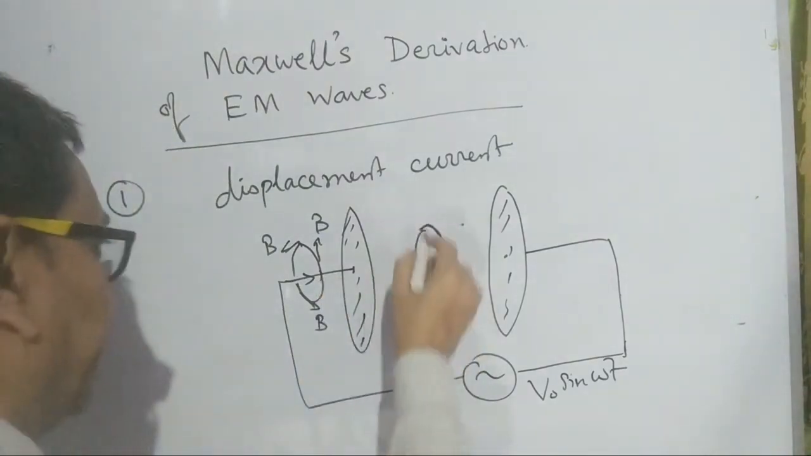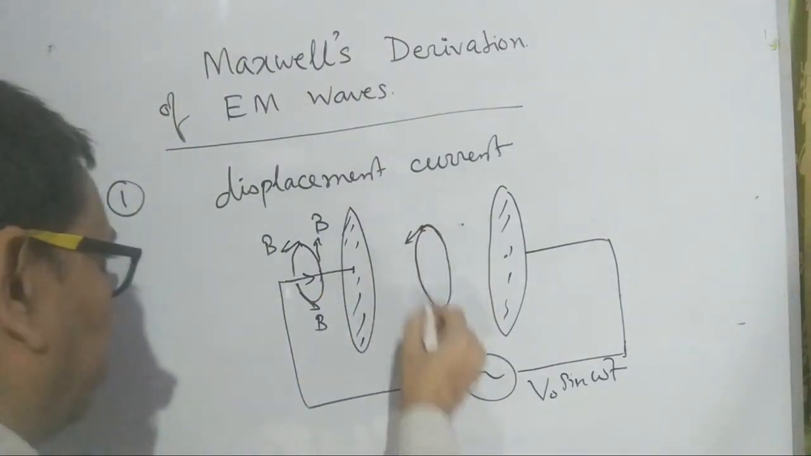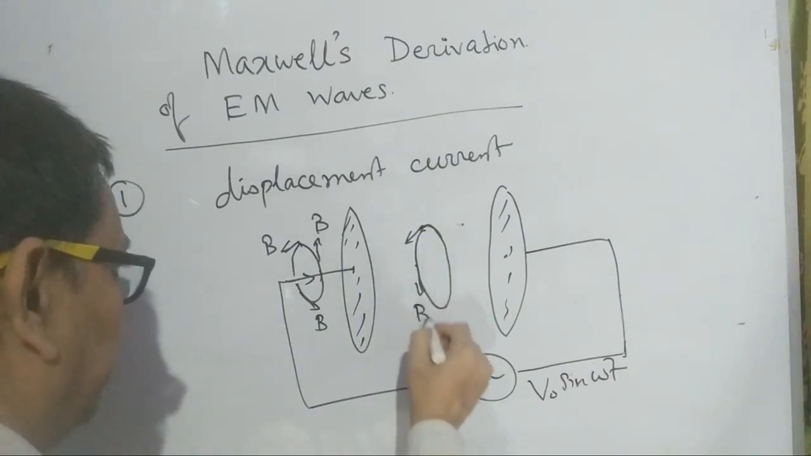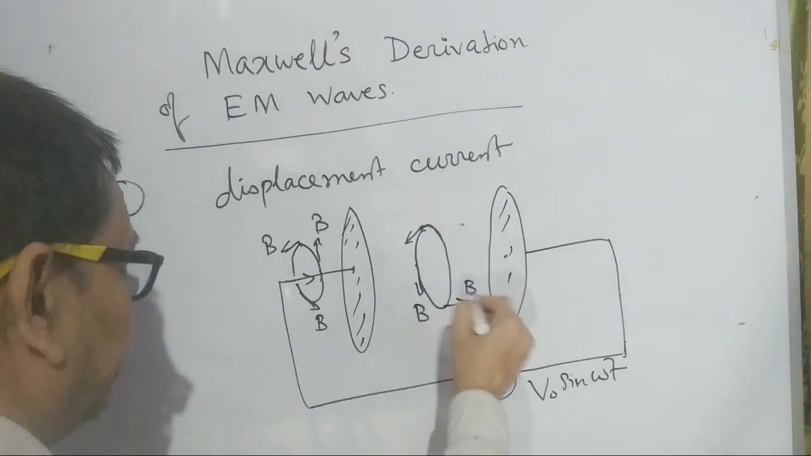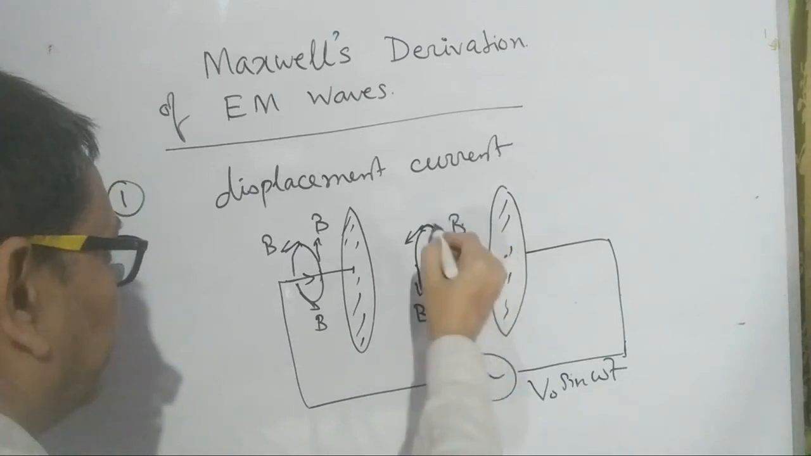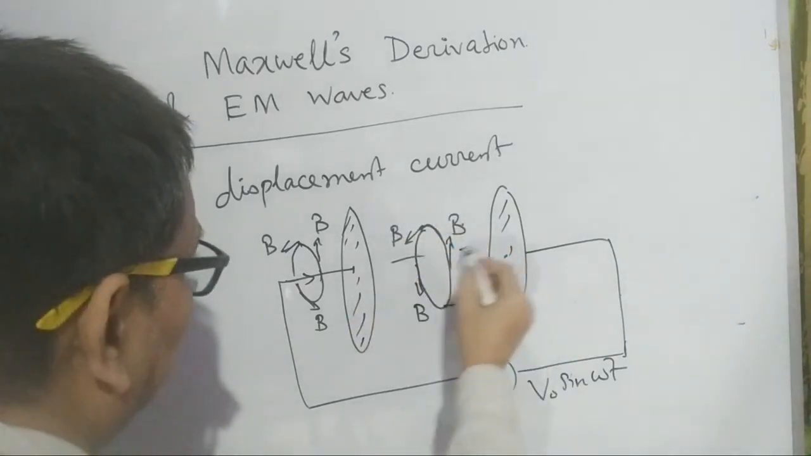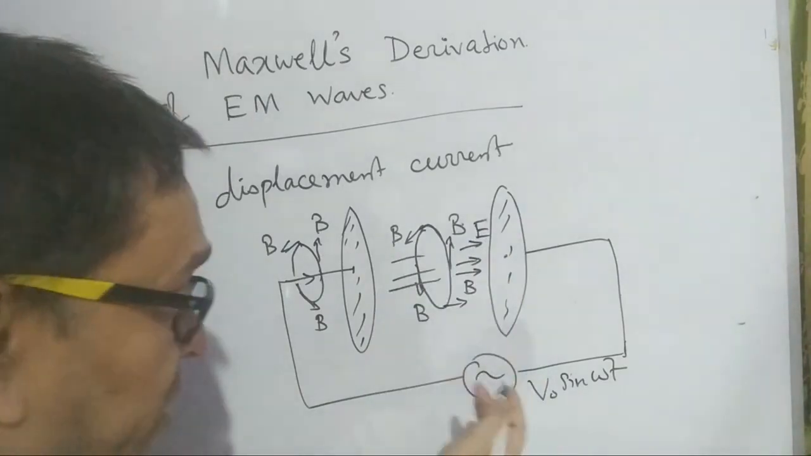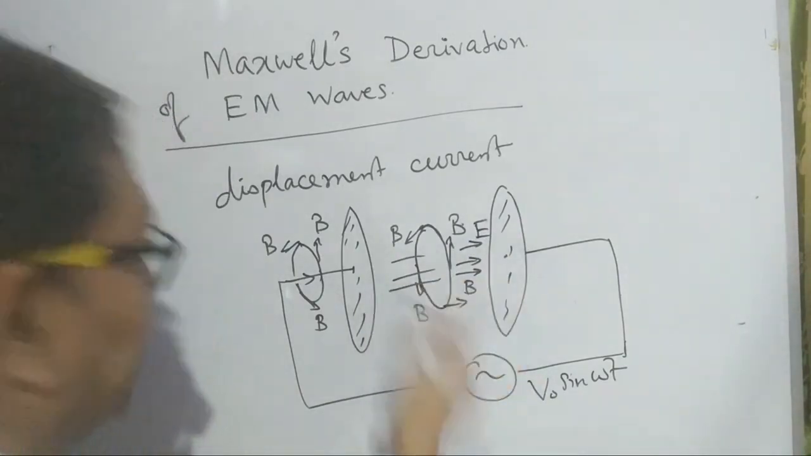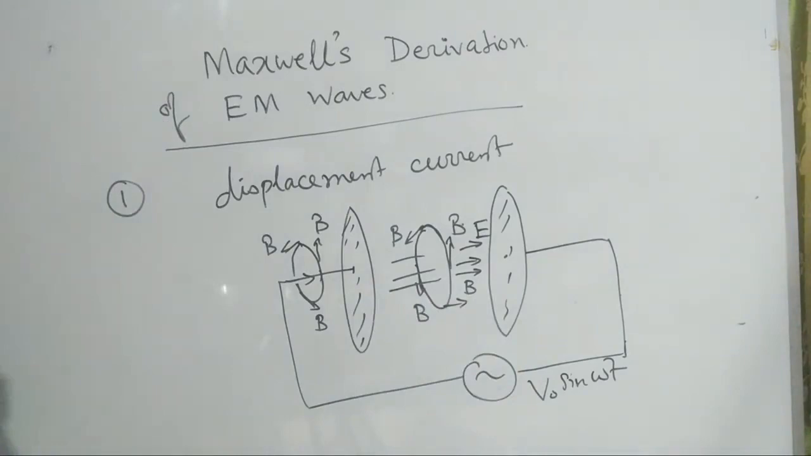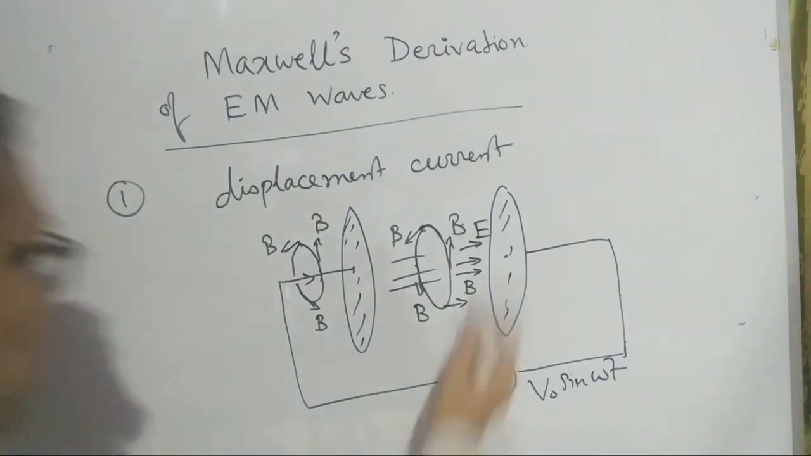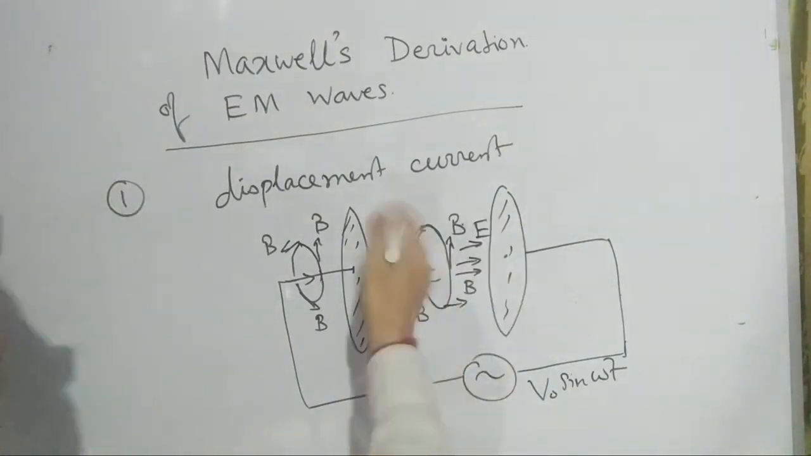He noticed that here also we are getting some sort of magnetic field. But what is passing through this? No current is passing through this loop. Only electric field is passing through this loop. That means this variable electric field can also create a magnetic field.